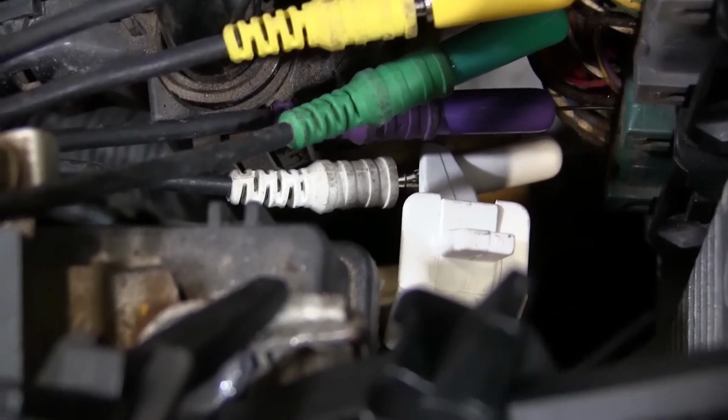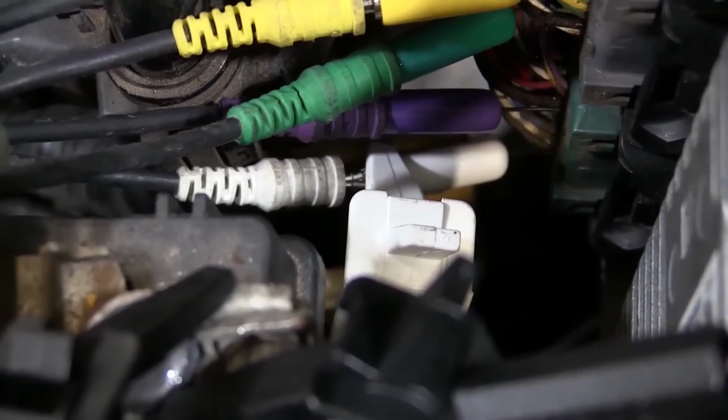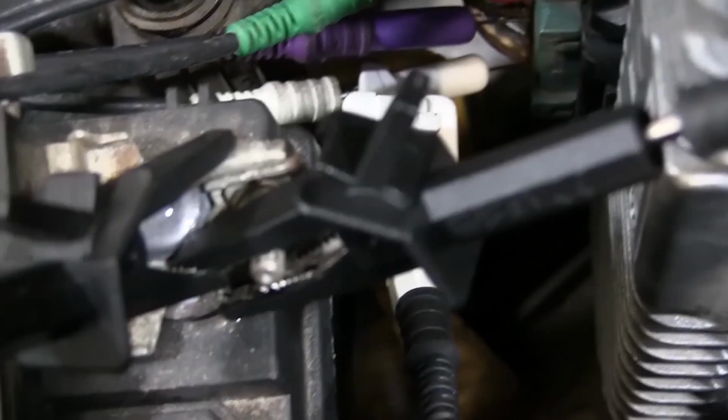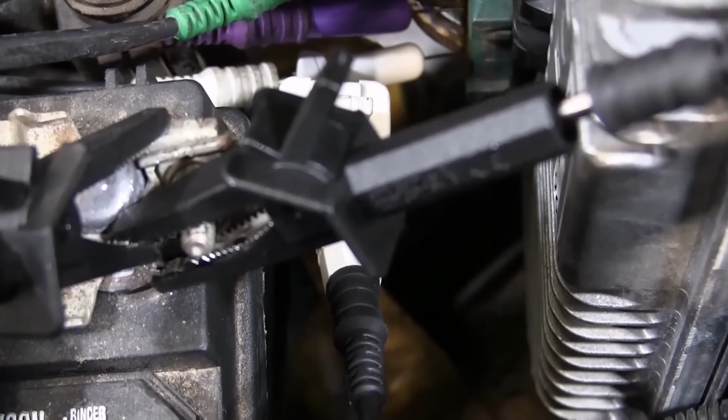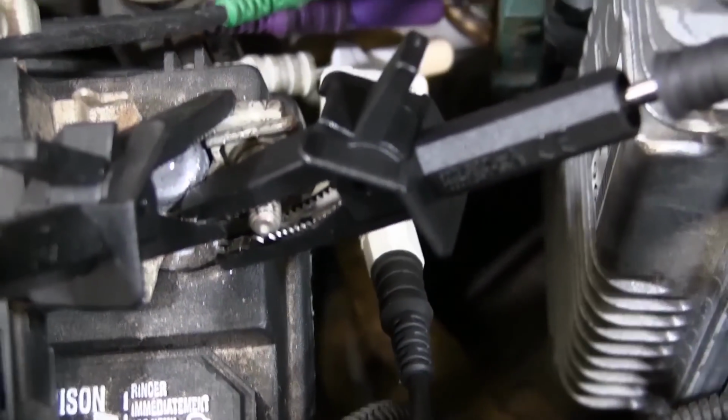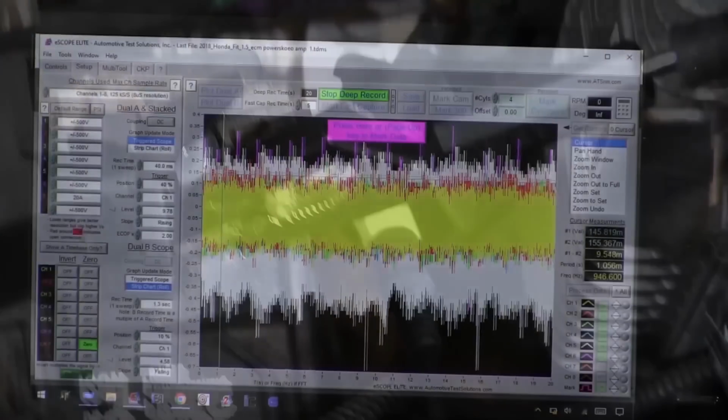What I have here is the connector at the computer, and I have a wire that I've run up right here, and I can plug and unplug it to the battery. So I'm running the ground directly to the battery so we can check the noise. Let's go ahead and do that.